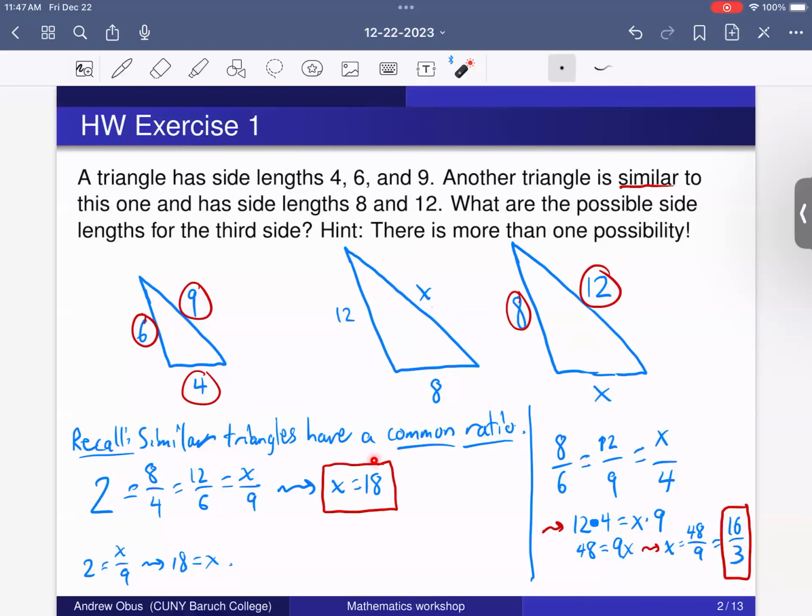Okay, so this is a tricky problem. Most people who handed in answers found 18, but I think nobody found 16 over 3 as another answer. So it's tricky to see, but both of these are actually correct answers. With the information I gave you, you don't know which, so there's two possibilities, either 18 or 16 over 3, because I didn't tell you what the corresponding sides are. I just told you that this triangle has side lengths 8 and 12.